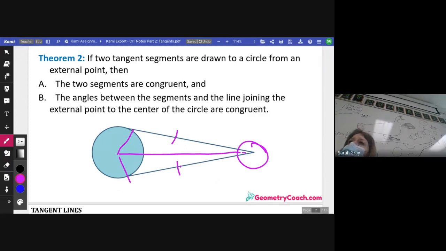you can kind of think of that as like a hanging basket. You got 2 ropes holding onto that one basket. They're tangent to it. This is what's happening. 2 congruent triangles are sitting within it.